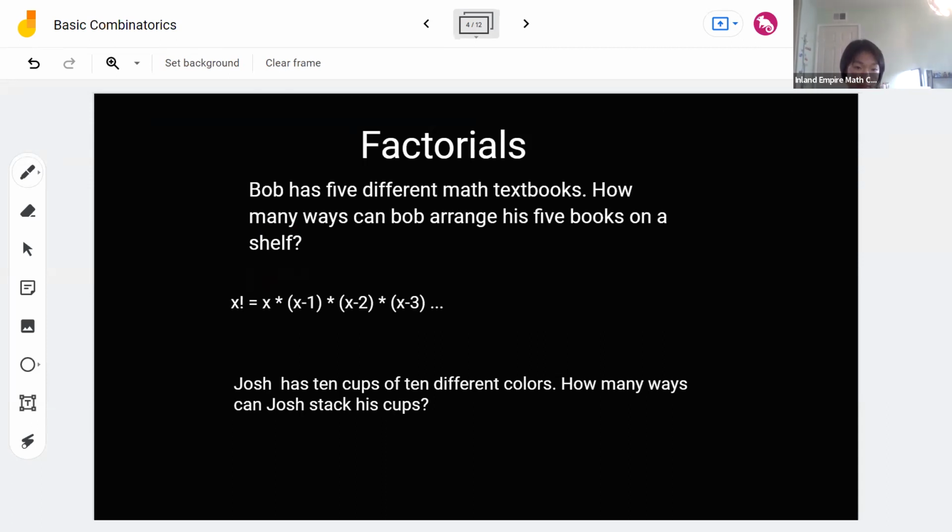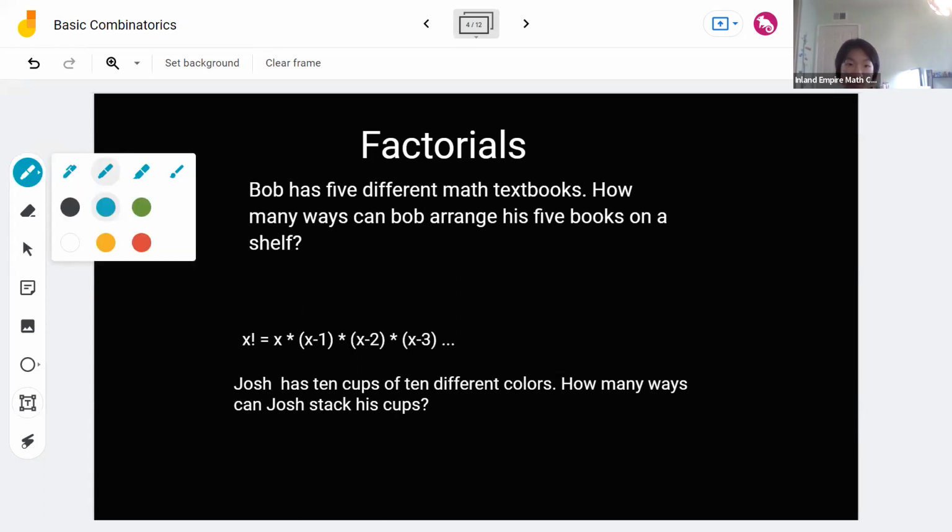I'm guessing it's 25. 25? Not quite, though. Anyone else have an idea for this problem?